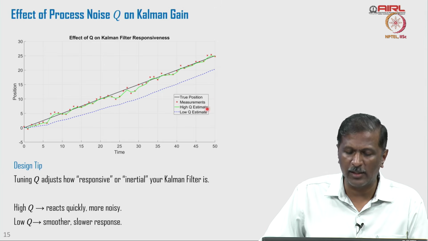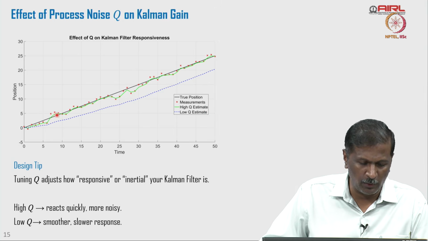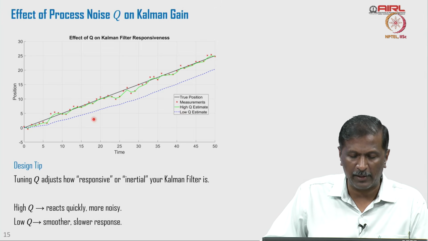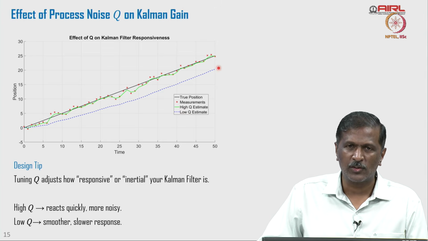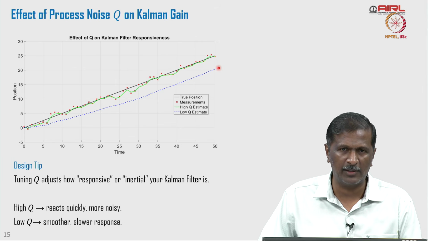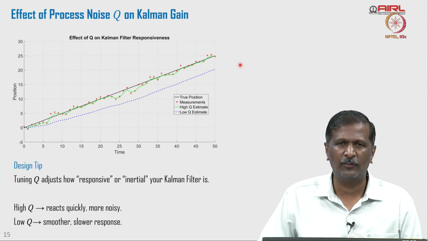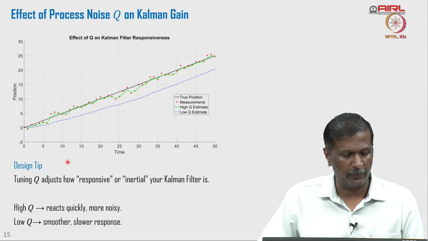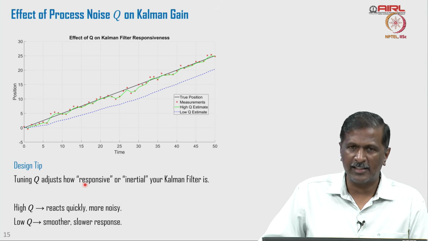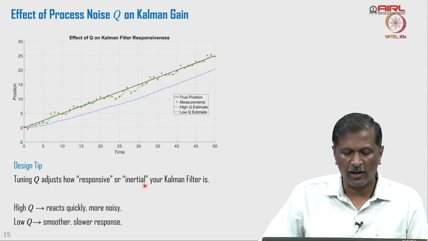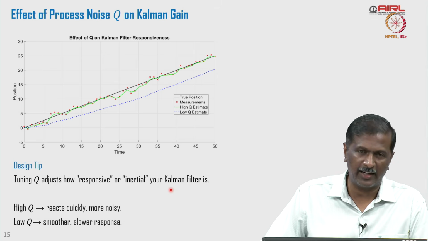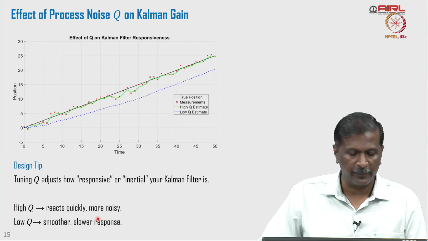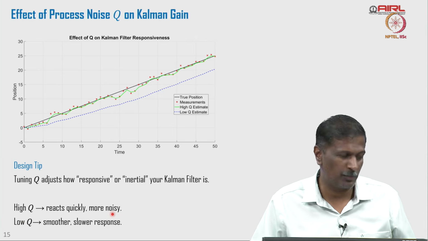Then if I use a high Q estimate, that is green color, you see how the estimated state goes. If I use a low Q estimate, you see what is happening, right. So, you have to understand the relationship between measurements and this effect of design parameter Q. What are the tips? How do I select the Q? Q adjusts how responsive or how inertial your Kalman filter is. High Q reacts quickly, more noisy. Low Q, smoother but slow response.